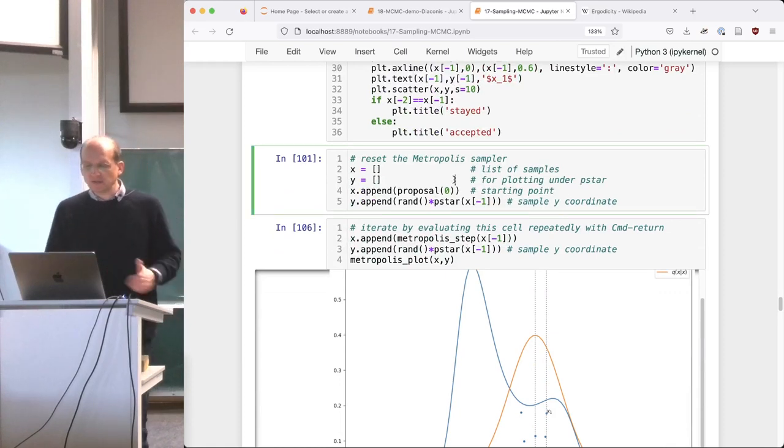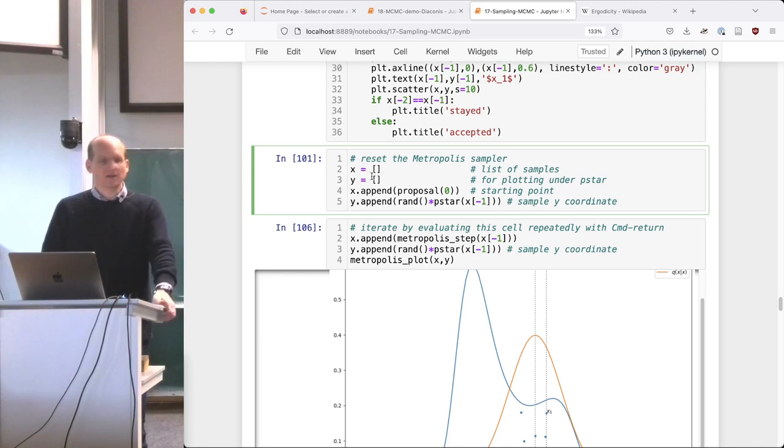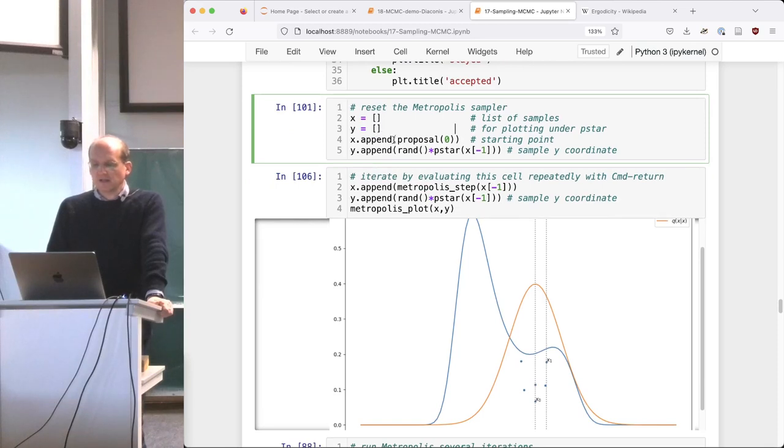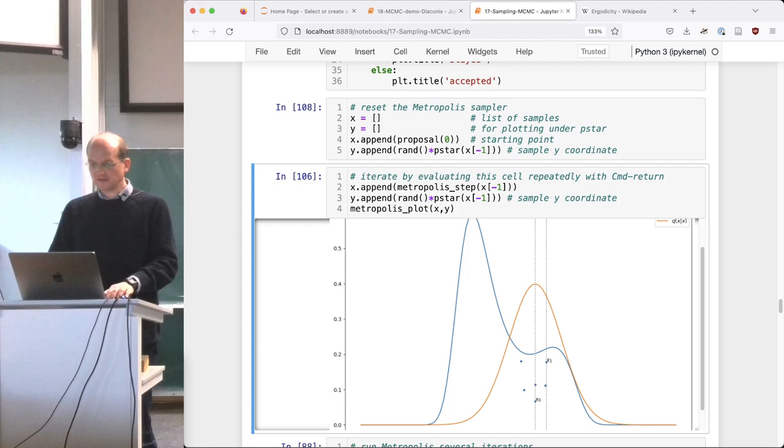Initially now, I reset my Metropolis sampler. Here I'm just keeping my list of samples, and for plotting purposes, I also have y coordinates, because it looks nice if I can spread them out in the y-axis and see that I really sampled the right function uniformly. This is just for plotting, and at the beginning I'm starting with my random proposal starting point. I'm just drawing from a Gaussian distribution with mean zero, and for my y, depending on the P star at this sampled value, I'm randomly sampling a location. So far, so good. Let's execute that as well.